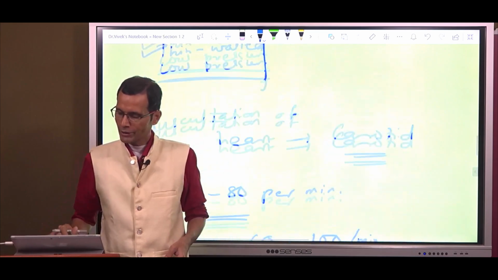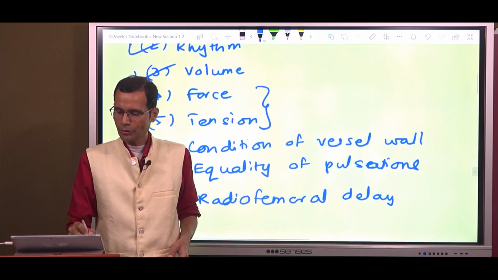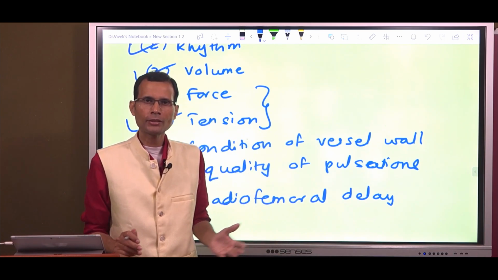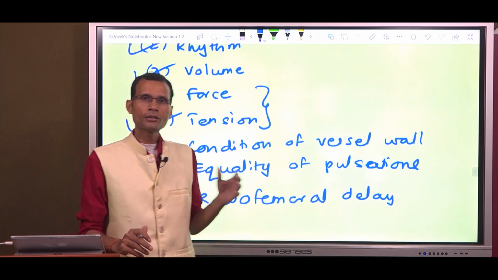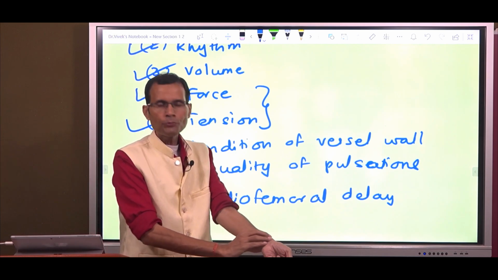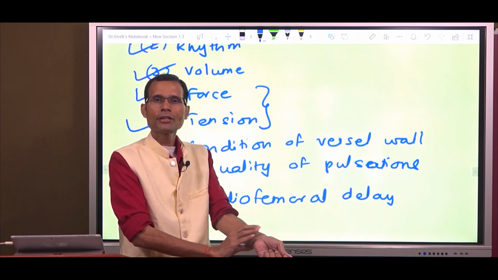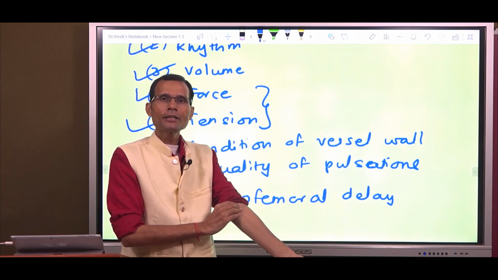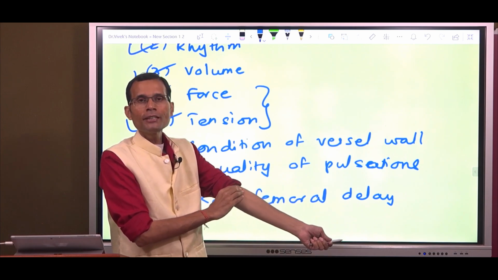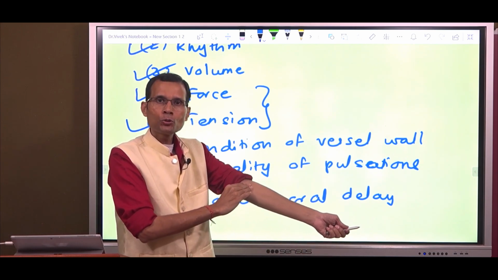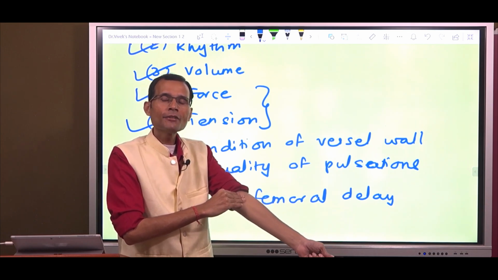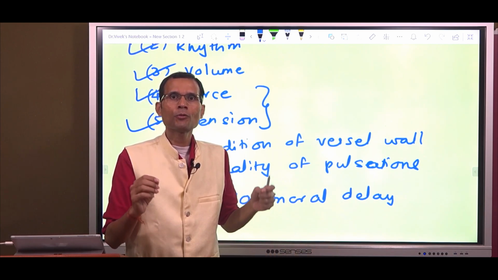So force and tension, you can read the theory part about it: when you get a higher force or tension, increased systolic blood pressure, and the conditions causing that. That may be read in the theory part. Okay, condition of the vessel wall. You generally don't feel the condition of the vessel wall in the radial artery. You can feel it in a bigger artery like the brachial artery. How do you feel the condition of the vessel wall? Try to roll the artery beneath your fingers. That gives you the idea about the condition of the vessel wall.